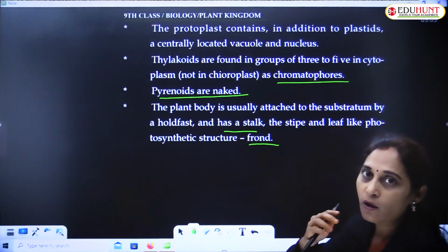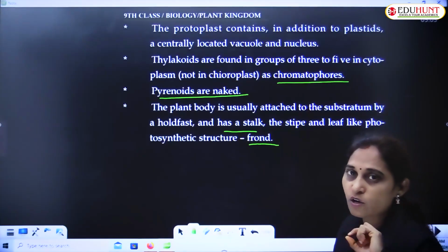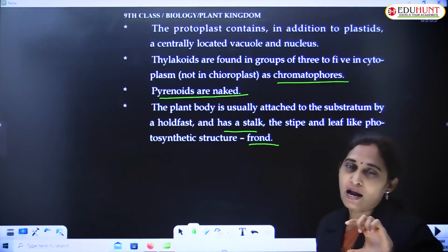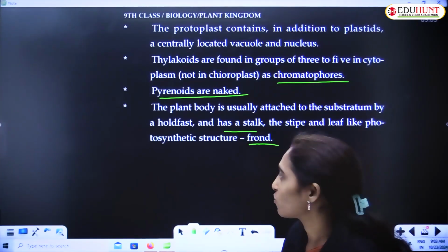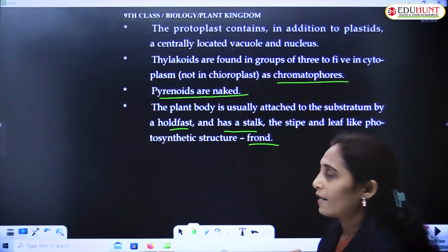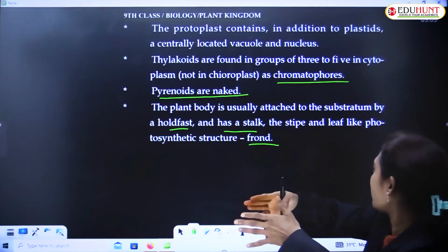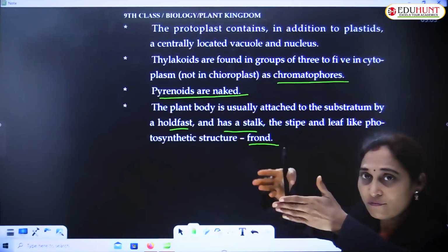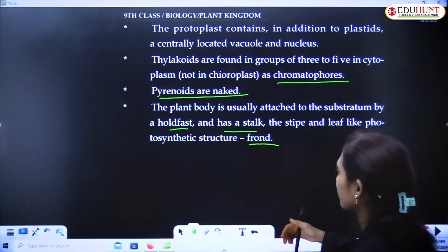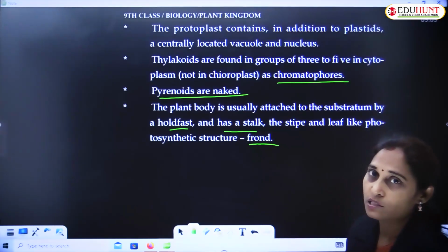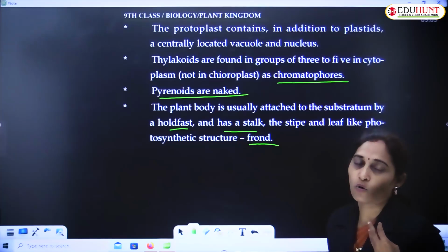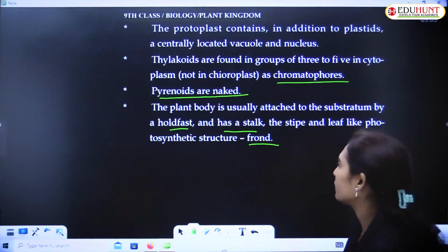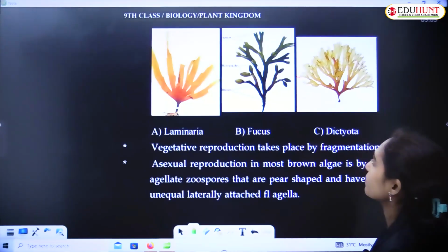అంటే ప్లాంట్ బాడీలో బేసల్ part of the plant body which attaches the plant body to the substratum is known as the holdfast, and it has a stalk-like structure called the stipe and a leaf-like, expanded structure which helps in photosynthesis. It is called the frond. అంటే బేసికల్లీ త్రీ పార్ట్స్ ఉంటాయి, holdfast, stipe and frond అని 3 parts ప్లాంట్ బాడీలో ఉంటాయి.